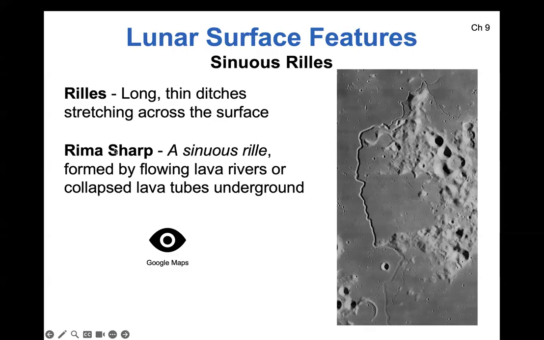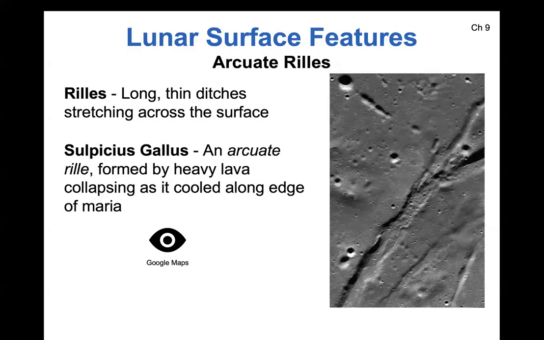This one's called Rima Sharp. It's funny, right? Because it's so sinuous and serpentine, but it's called Sharp because it's named after someone whose last name was Sharp. And it'd be classified as a sinuous rille, rather than a straight one. And this one was formed by flowing lava and perhaps a lava tube that collapsed, right? So, underground, melting through the surface, and then later collapsing as everything cooled.